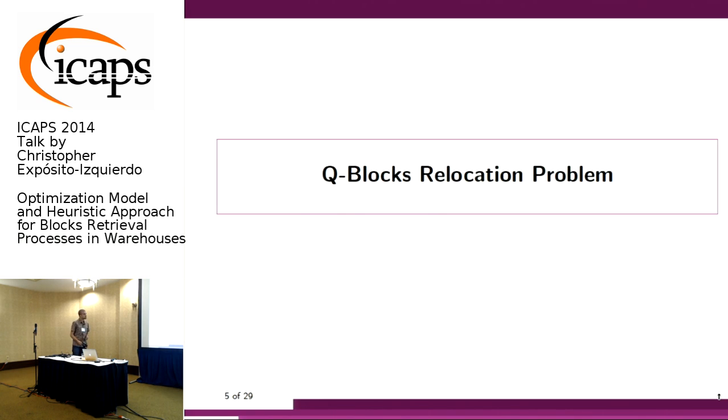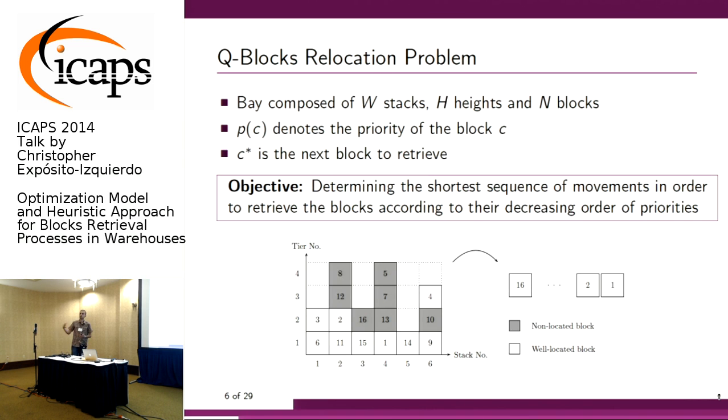So the Q-blocks relocation problem can be understood as the problem of retrieving all the blocks from their current locations into a bay composed of several stacks with a maximum number of tiers, in such a way that we minimize the number of relocation movements carried out to retrieve all the blocks from their locations.